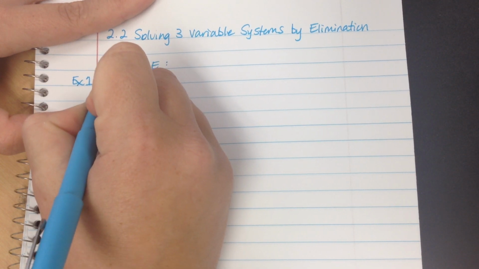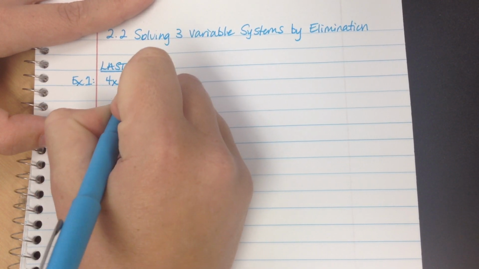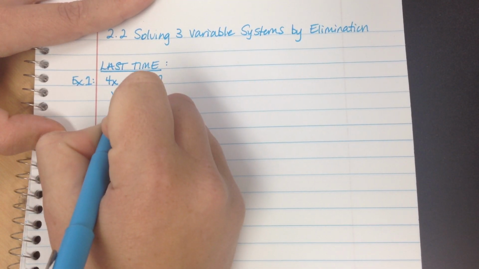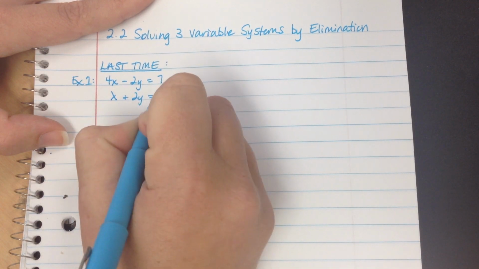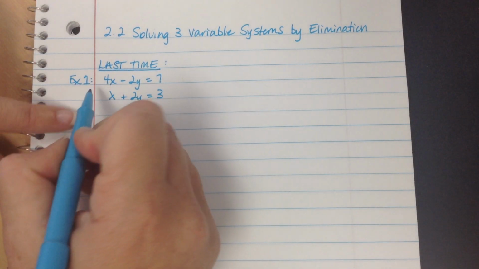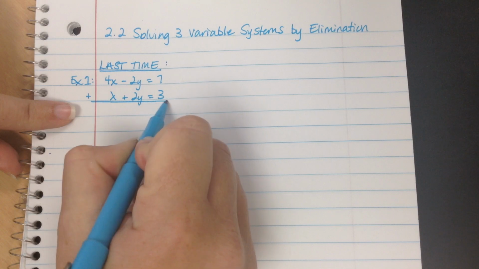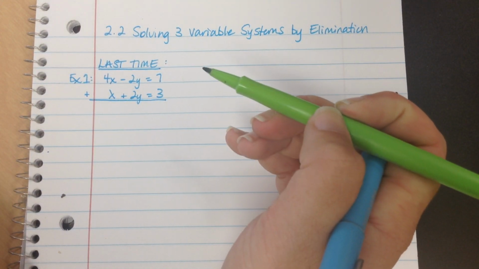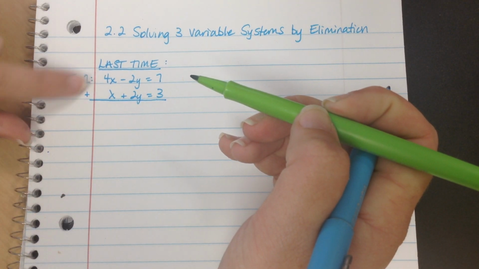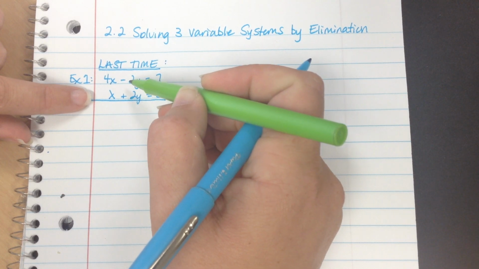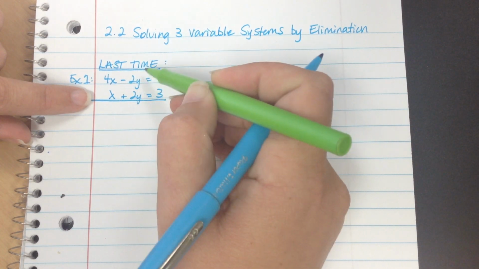Last time we just had two equations and we were solving by elimination. An example is 4x minus 2y equals 7. And the other equation would be x plus 2y equals 3. And remember, with elimination, our job is to eliminate one of the variables. What we're going to try to do is add these two equations together. And it would be great if one of the variables would eliminate automatically. So if we were to add these two equations together, you'll notice that the two y's would eliminate automatically because one is negative and one is positive.